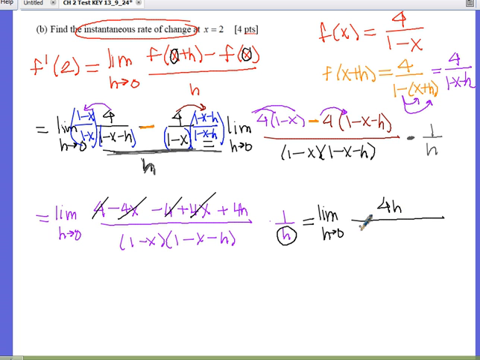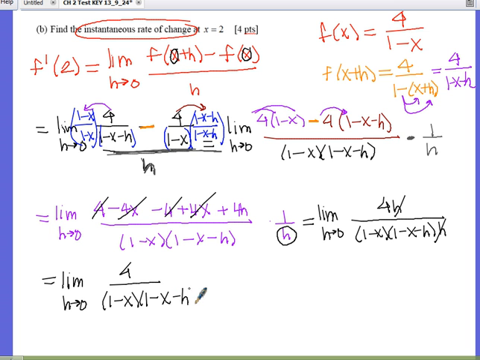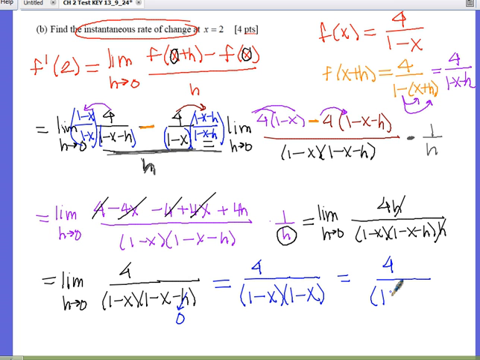So we have 4h over 1 minus x, 1 minus x minus h, and then times 1 over h. So the h's cancel. We are left with the limit as h goes to 0 of 4 over 1 minus x, 1 minus x minus h. And here's where I'm going to physically do the limit, which means this h is going to go towards 0. So my final answer becomes 4 over 1 minus x times 1 minus x. When you multiply two things, they become squared, which a lot of you put 2 times 1 minus x. It's 1 minus x whole thing squared.